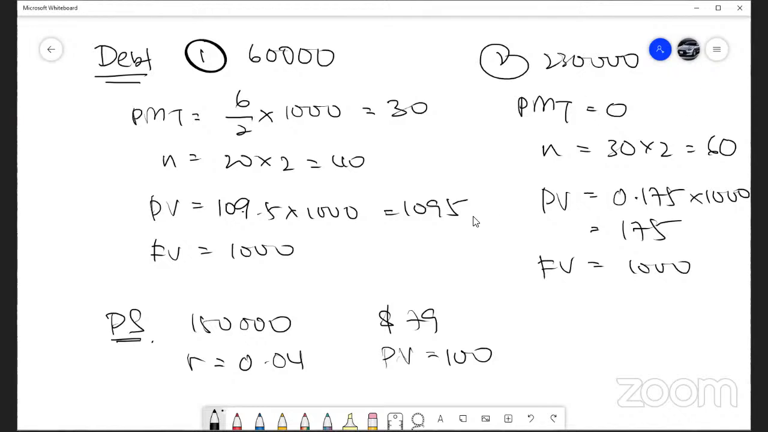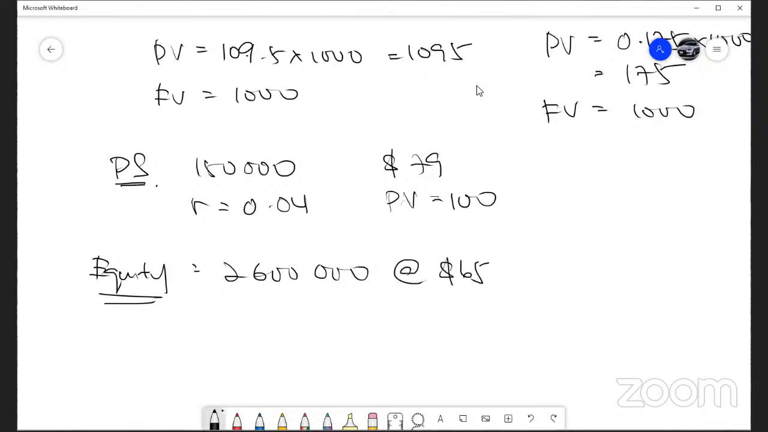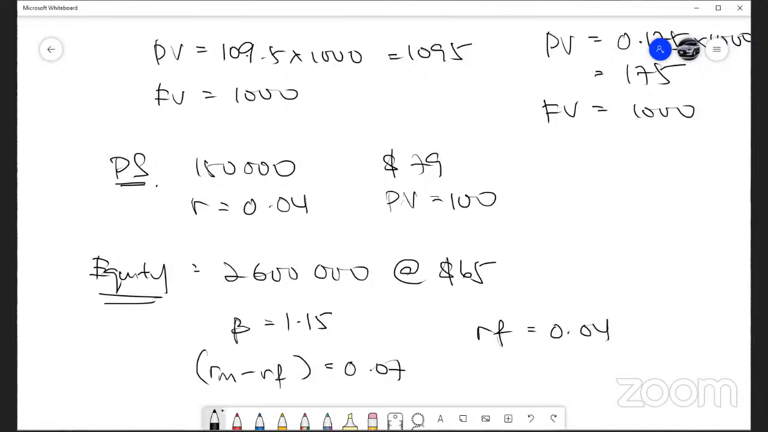Moving on, the last one is equity, common stock. So equity information here: 2.6 million shares. Oh, a lot. Current price is 65, and the beta is 1.15. The corporate tax rate is 40%. Market risk premium is 7% again. Risk-free rate is 4%. So these are the information given to you.